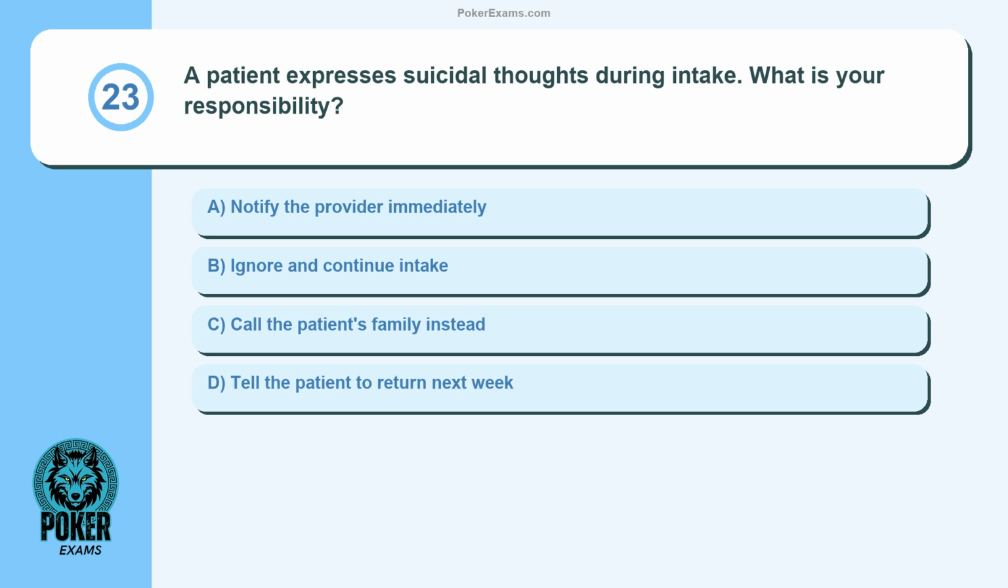Question 23. A patient expresses suicidal thoughts during intake. What is your responsibility? Notify the provider immediately. Ignore and continue intake. Call the patient's family instead. Tell the patient to return next week.